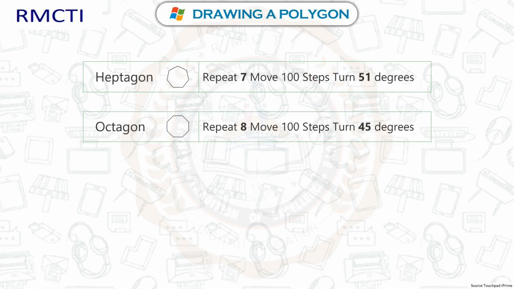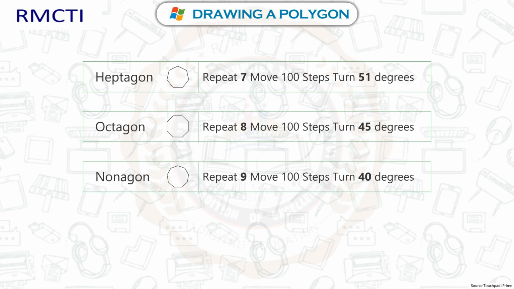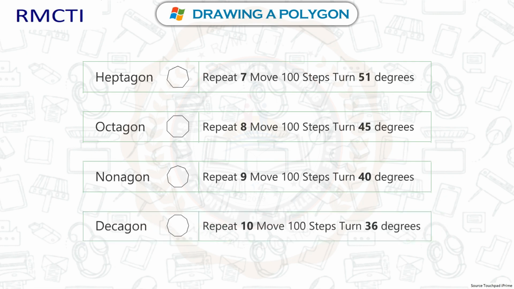Octagon. Repeat 8 move 100 steps, turn 45 degrees. Nonagon. Repeat 9, move 100 steps, turn 40 degrees. Decagon. Repeat 10, move 100 steps, turn 36 degrees.